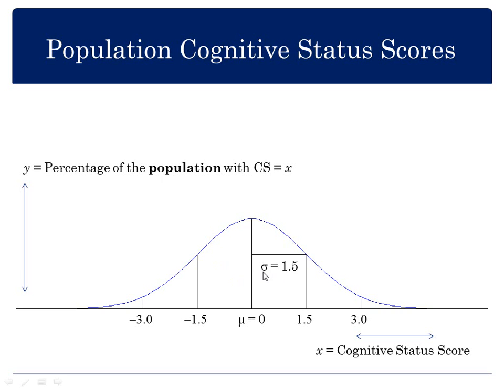There's one thing about this distribution that's also important to talk about, and it's this parameter, which we call sigma. Sigma is just another Greek letter that statisticians like to use to indicate standard deviation. So we assume that this cognitive status score in the general population has an average of 0, but among the general population, it tends to vary by 1.5 standard deviations. So what does that mean?